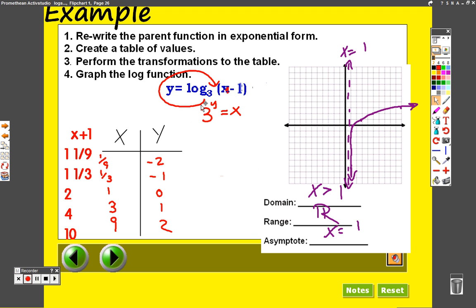So we started with our parent function. We got our values ready. We plugged in values for the y and figured out the x values. And we did the opposite operation here. This was our h shifting right or left. We went plus 1 for our x values. We graphed these values, and our asymptote is now at x equals 1. So notice, now our asymptote is determined by the h, but the opposite of h. Right? So here, domain x greater than 1, all real numbers is the range, and x equals 1 is my asymptote.